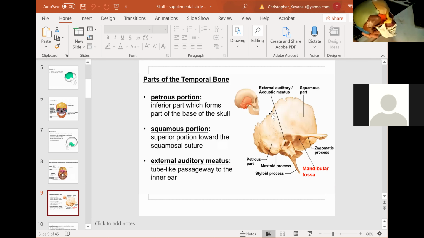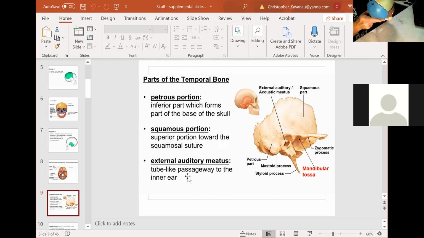Now, that word squamous should sound familiar. We learned when we were studying histology about the stratified squamous epithelial tissue, right? Simple squamous. So these were flat cells. And so this is the flat part, a very, very flat part of the skull right here. And so it's known as the squamous portion of the temporal bone, right here. Okay. All right, the squamous portion.